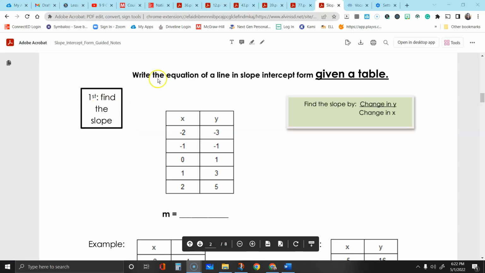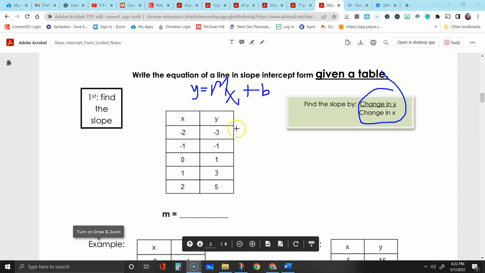Now, let's look at this table. We're going to write an equation of a line in slope-intercept form from a table. So remember, slope-intercept form is y equals mx plus b. So, m is our slope. Slope is the change in y over the change in x.